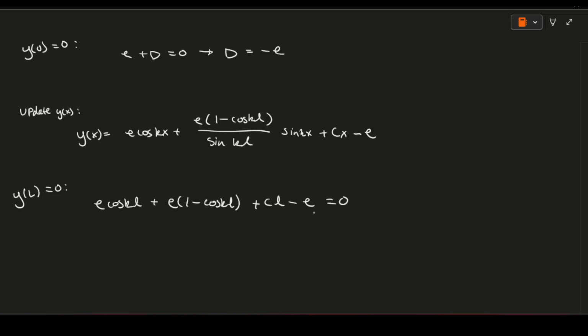So we see that if we multiply this e, we get e minus e cosine kl. That cancels with this one, and this e cancels with that e. So the only thing we're left with is that cl is equal to 0. So c must be equal to 0.